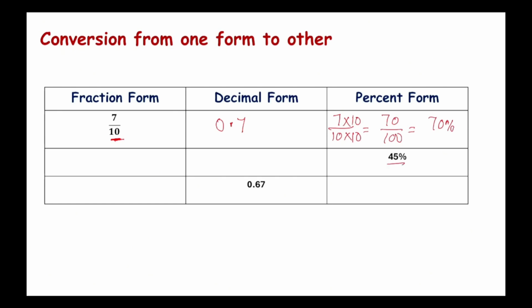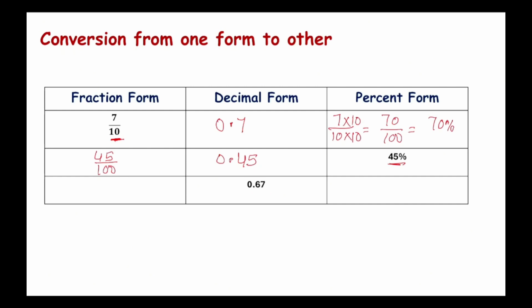Now here it is given as 45%. How can we write the fraction for this? 45 over 100. And how can we write the decimal for it? 0.45. This fraction to decimal conversion I have already covered in a separate video. Please go and check. I will share the link in the description box.